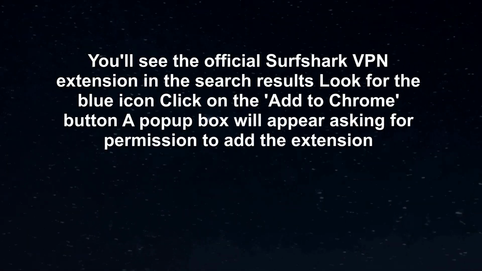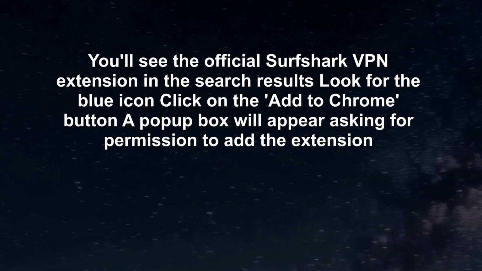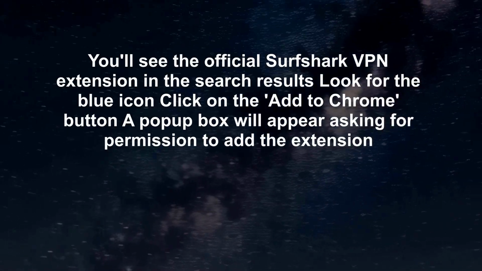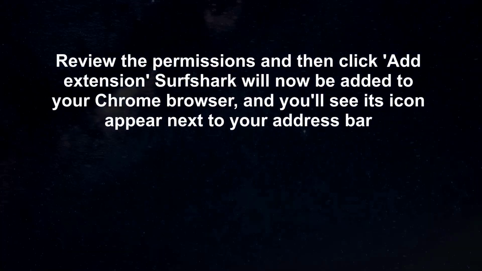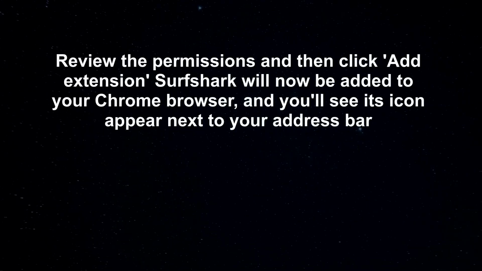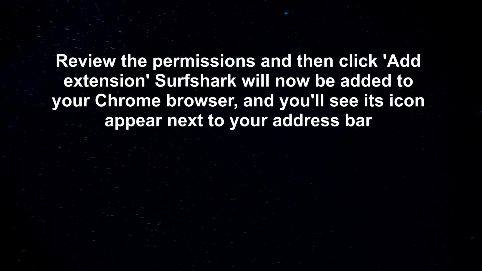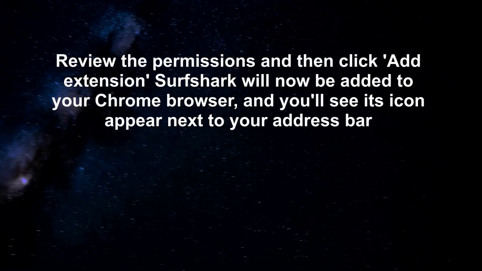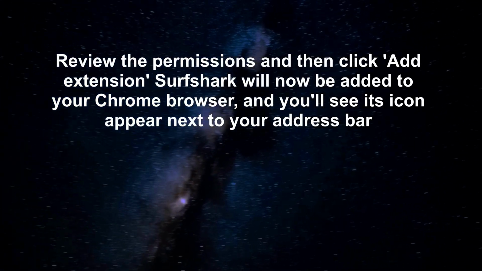Look for the blue icon, click on the Add to Chrome button. A pop-up box will appear asking for permission to add the extension. Review the permissions and then click Add Extension. Surfshark will now be added to your Chrome browser, and you'll see its icon appear next to your address bar.